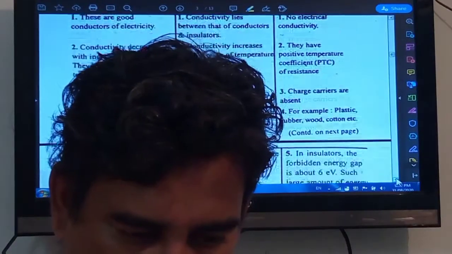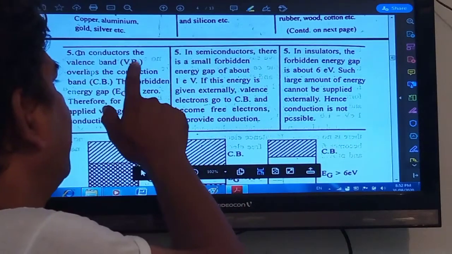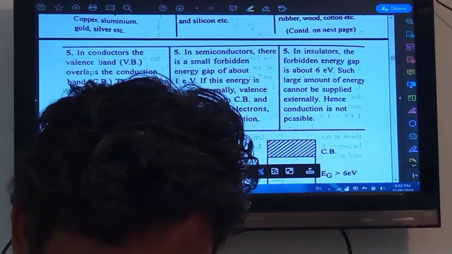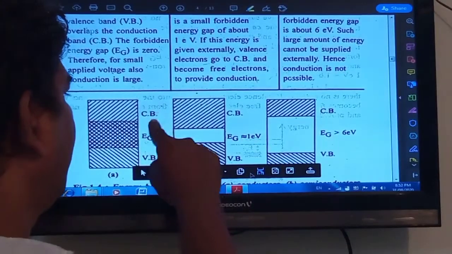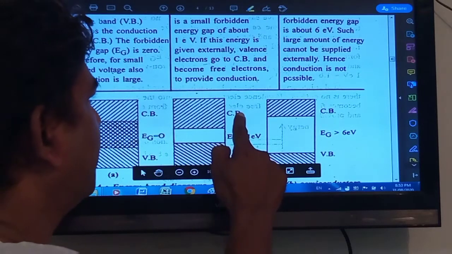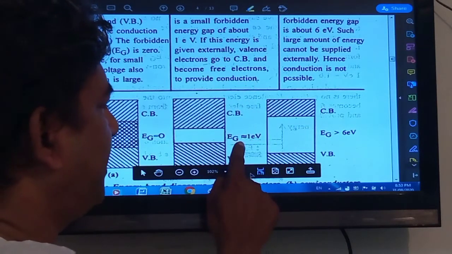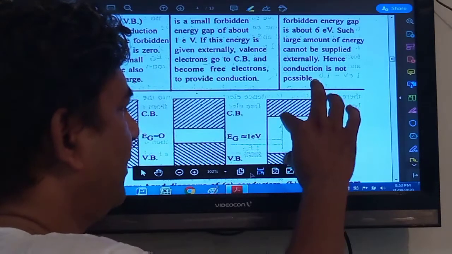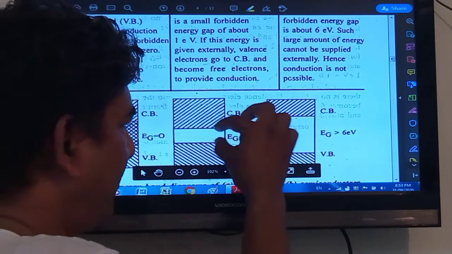The next difference: in a conductor, the valence band, that is VB, overlaps the conduction band. From the diagram you are able to understand. Here the conduction band and the valence band overlap, and that's why the energy gap is 0. In a semiconductor, between the conduction band and the valence band, a small gap is present, and that gap is the energy gap. It is about 1 electron volt. Due to this small gap, the current is able to flow.